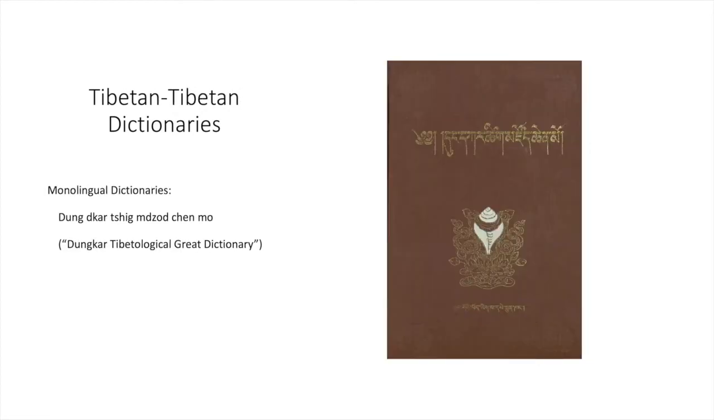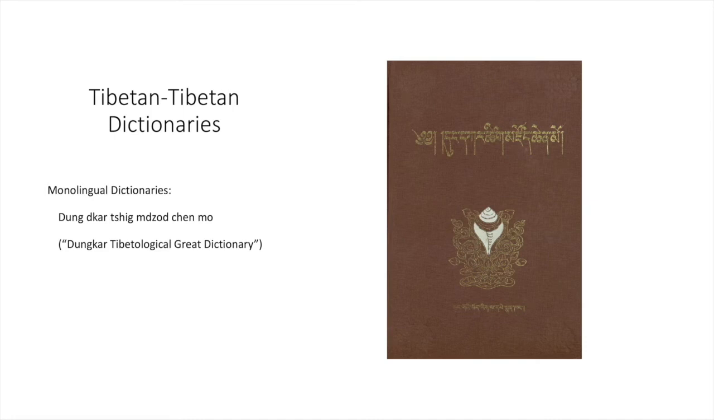A similar monolingual dictionary published in the PRC in the early 2000s was the Dunkar Dictionary. The Dunkar Dictionary is more encyclopedic than a normal dictionary, and like the Tsiksuchemo, it contains extensive biographical entries and long Tibetan phrases that would normally not be found in a proper dictionary.